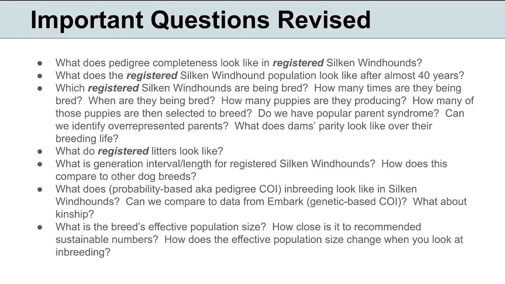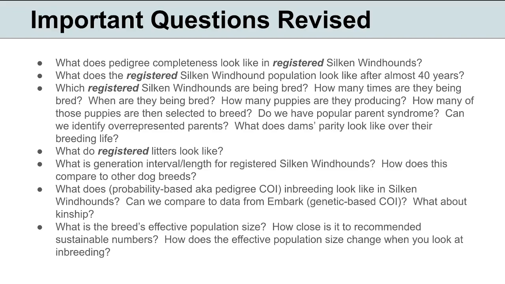What about kinship? What does kinship look like between Silken Windhound pairs? And what's important for eventual acceptance into FCI is what is the breed's effective population size? How close is it to recommended sustainable numbers? And how does the effective population size change when you look at inbreeding?